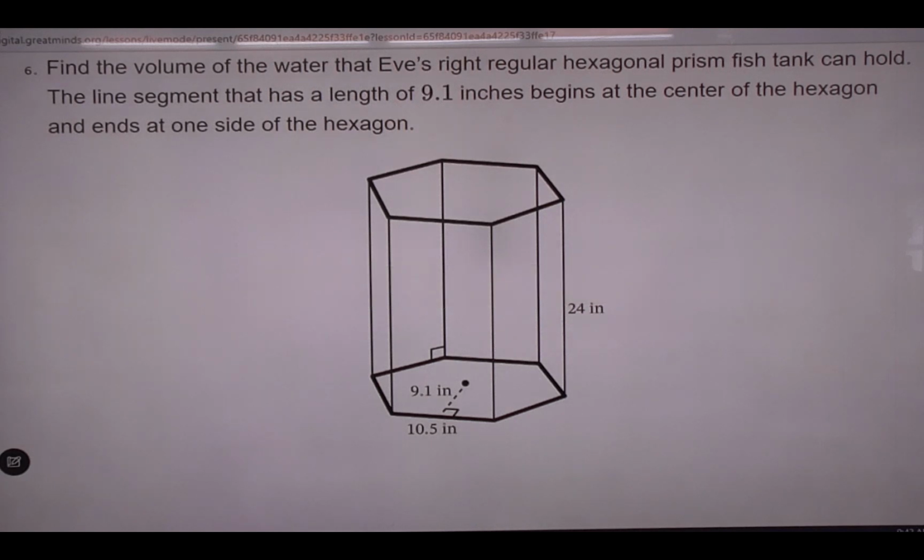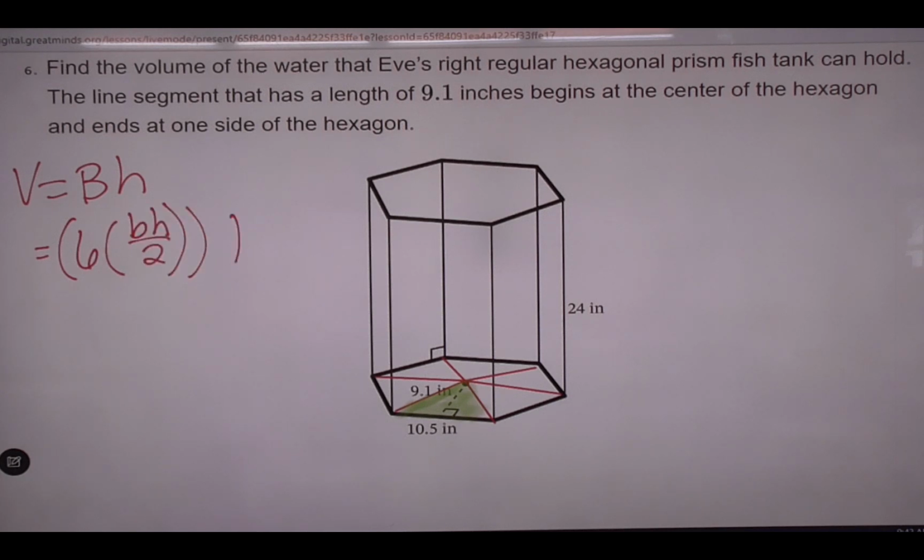So we've got one triangle here, here's a second, a third, a fourth, a fifth, and the sixth. So we're going to find the area of this one and then multiply it times 6 to get the area of that whole base. So volume is equal to the area of the base times the height. The base is broken down into 6 triangles, so base times height divided by 2 times the height of the whole prism.